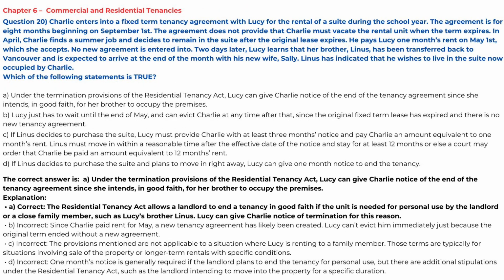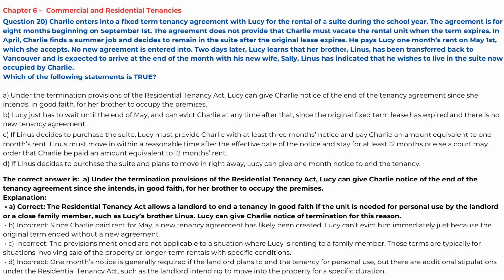Question 20. Charlie enters into a fixed-term tenancy agreement with Lucy for the rental of a suite during the school year. The agreement is for 8 months beginning on September 1st. The agreement does not provide that Charlie must vacate the rental unit when the term expires. In April, Charlie finds a summer job and decides to remain in the suite after the original lease expires. He pays Lucy 1 month's rent on May 1st, which she accepts. No new agreement is entered into.